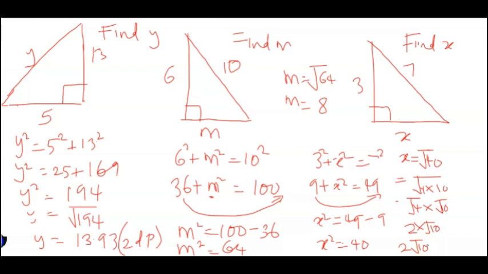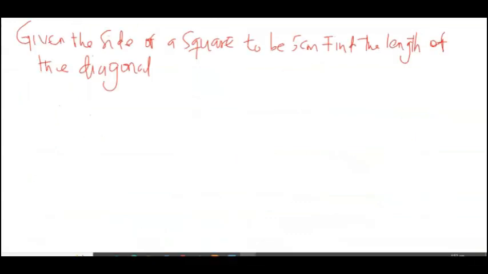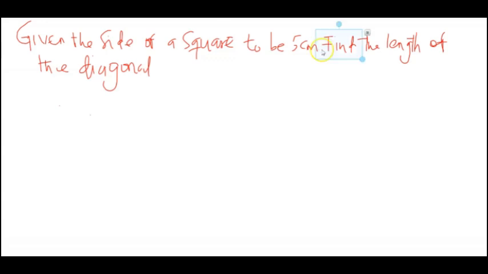Alright, so let's look at this word problem. So we're saying that given the side of a square to be 5 centimeters, find the length of the diagonal. Okay, so the first place that we start from is to draw the diagram of the square. Remember, the square is a plane figure where all sides are equal. So in this case, the side of the square was given, which is 5 centimeters.